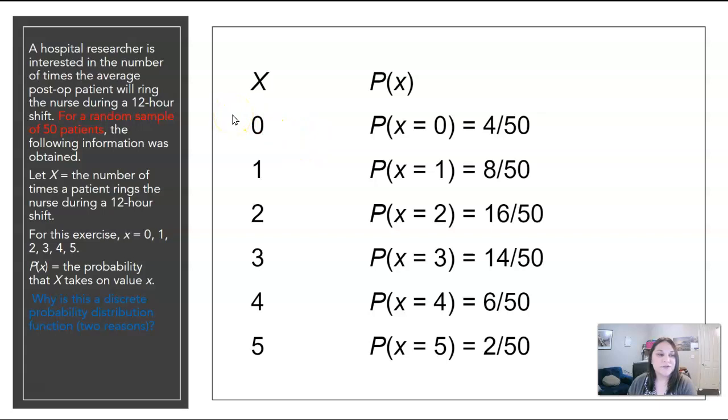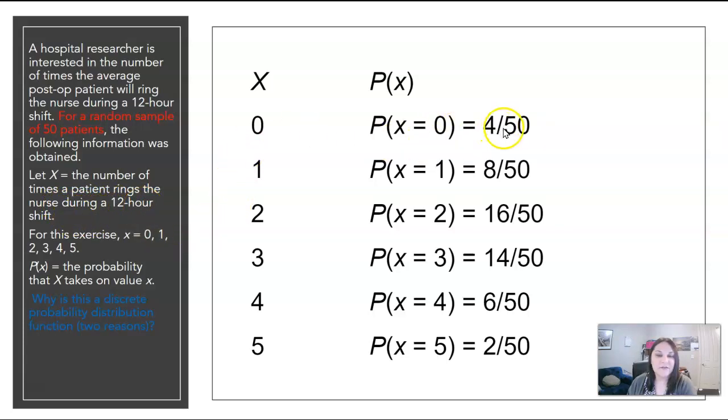A hospital researcher is interested in the number of times the average post-op patient will ring the nurse. For those of you that are in the nursing program, or have been in the hospital, this is relevant to you. There's a random sample of 50 patients, and X in this example represents the number of times that a patient rings a nurse during a 12-hour shift.